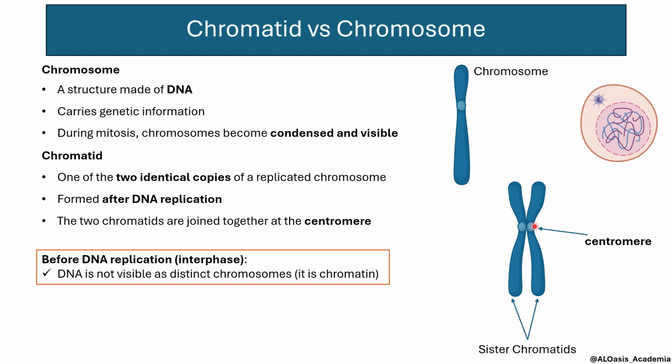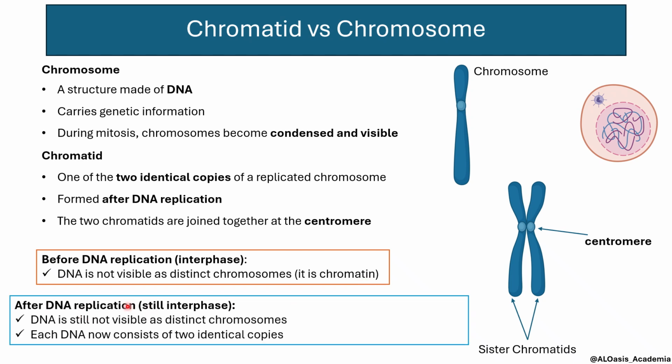So the things that you need to remember: before DNA replication, during interphase, the chromosomes are not visible as distinct chromosomes. You'll just see DNA, and in that form, it's called chromatin, with an N at the end. However, after DNA replication, which is still interphase, and before mitosis, the DNA will still be invisible and we cannot see the distinctive structures of the chromosomes. However, at that point, the DNA will have duplicated, and each DNA will have two identical copies, and then they will get condensed into chromosomes and bind together by a centromere, making two sister chromatids.